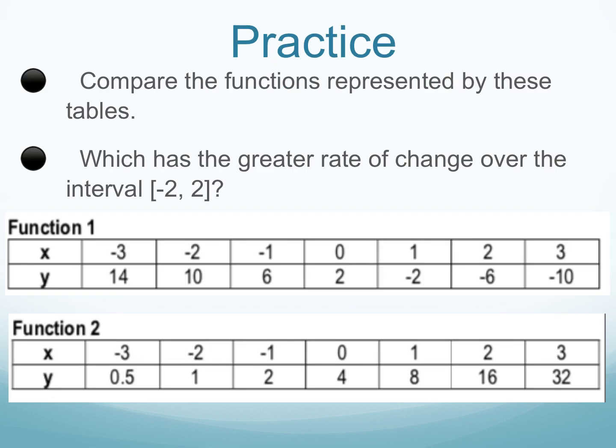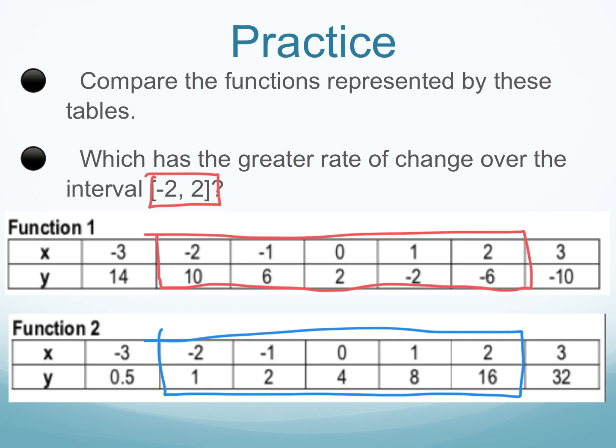So now let's look at how we compare functions that are represented by these tables. Which of these functions has a greater rate of change over the interval negative 2 to 2? So that's the only interval we're looking at. So I'm looking at from here to here on this one, and from here to here on this one. So I should have done that in a different color, sorry. Let's do that one in blue.